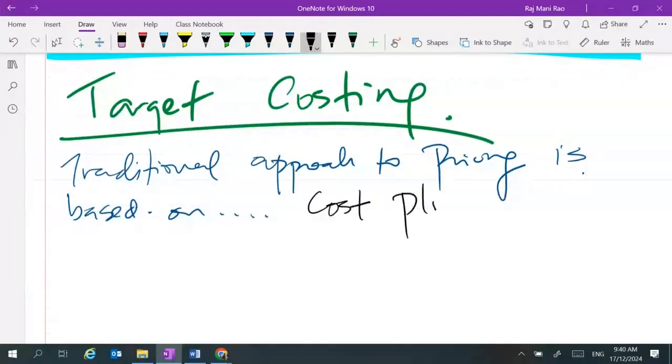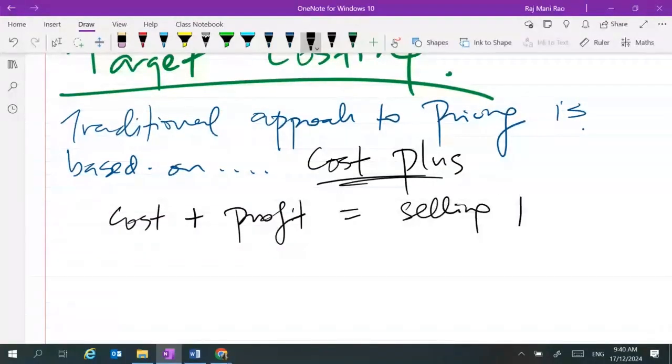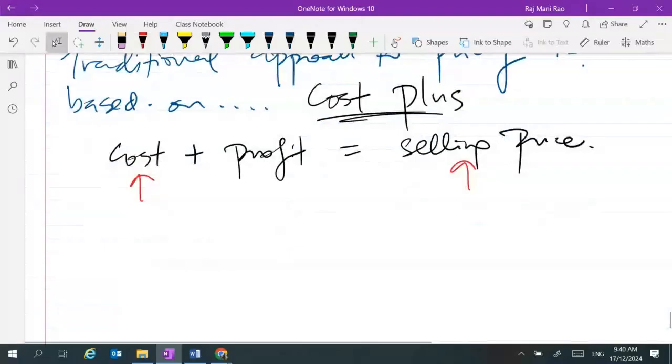Cost plus. That means what? You take your cost plus what? Add what? Profit. You get your what? Selling price. Correct. So if your cost goes up tomorrow, your price also will go up. Agreed or not? Normally that's the case, isn't it? Sugar price goes up, everything will go up. Fuel price goes up, transport price will go up. Charges will go up. So this is your traditional approach.